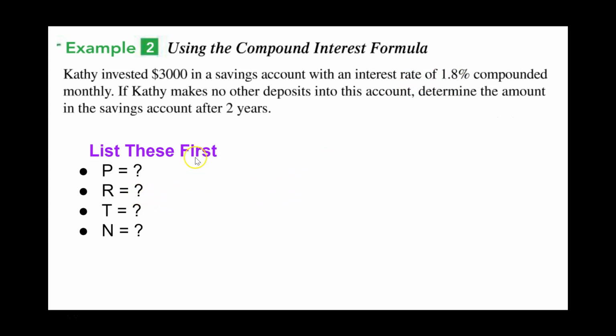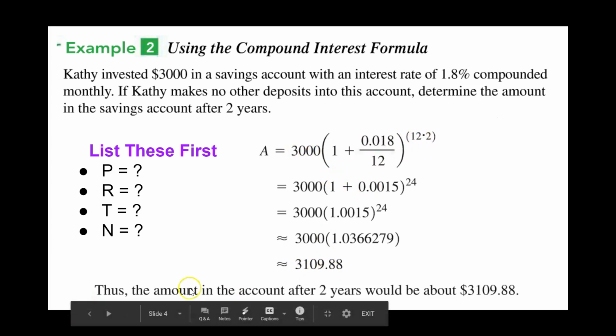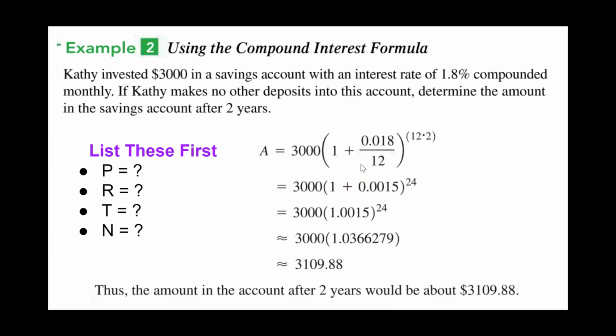So that goes here. The time is going to be 2 years, and then this here says it is compounded what? Monthly. So the n will be 12. So here's this changed to a decimal. My 12 is monthly, 2 years. I put all this in my calculator, and the amount after 2 years is going to be $3,109.88.